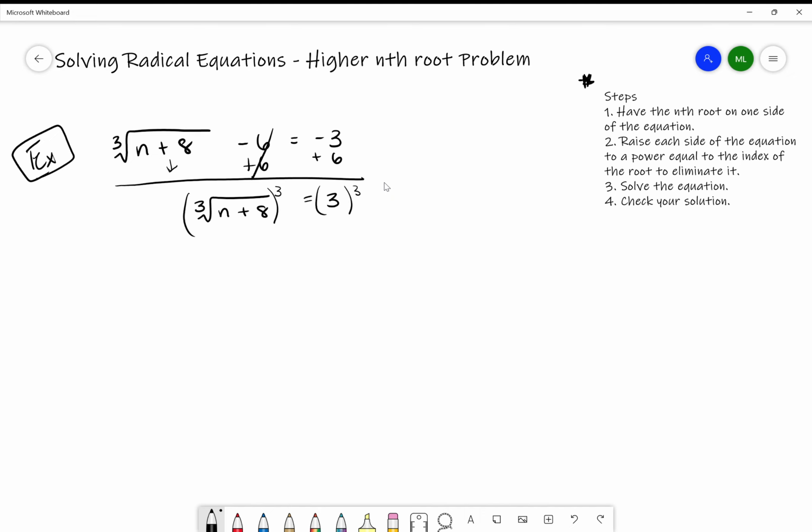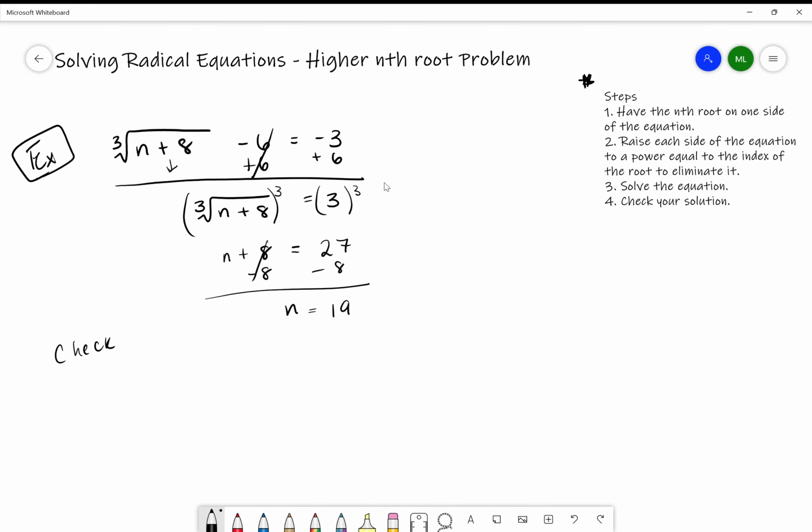It doesn't matter if it's a square root or not, it's still going to be raised to that nth power. Because when you have the cube root raised to the power of 3, now you just have n plus 8, and then you have 3 cubed, which is 27. Then solve as you would normally. Step 1 was to have it on one side, we did that. Step 2, raise it to the power 3. Now step 3, solve: minus 8, and you're left with 19 is equal to n. So n is equal to 19, and then finally we still have to check.